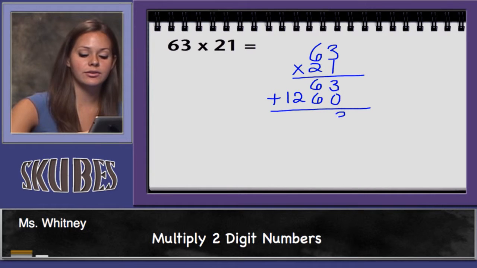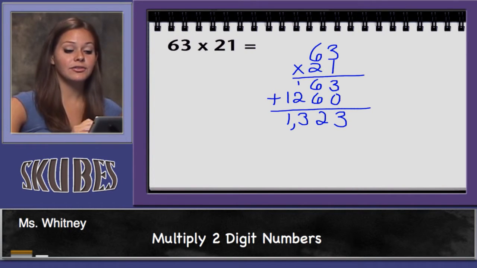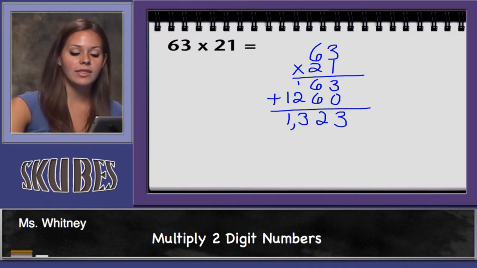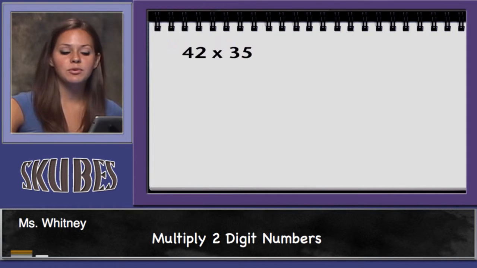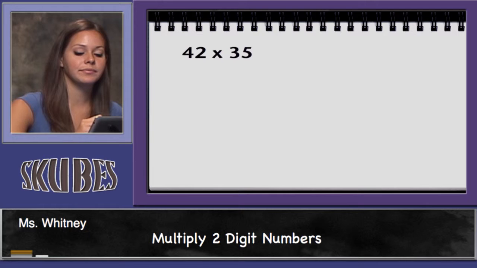3 plus 0 is 3, 6 plus 6 is 12, 2 plus 1 is 3, and 1 plus 0 is 1. So 63 times 21 is 1,323. Now let's multiply 42 times 35.